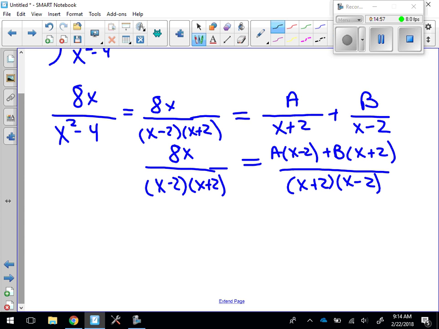Okay. So once again, transport yourself back to last year, or really anything you've ever done with me. If the denominators are the same, then the numerators have to be the same too. Right?